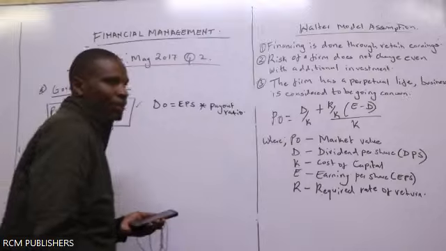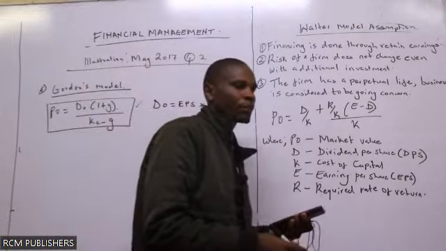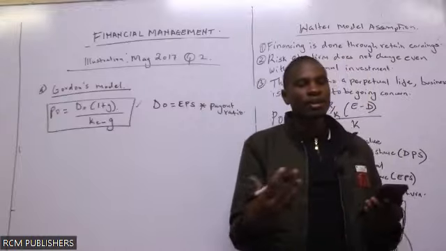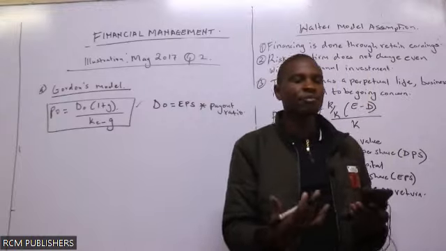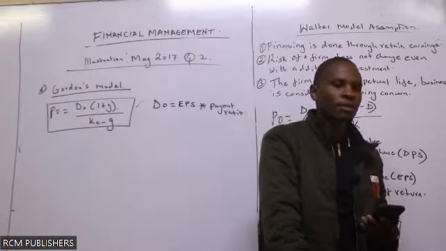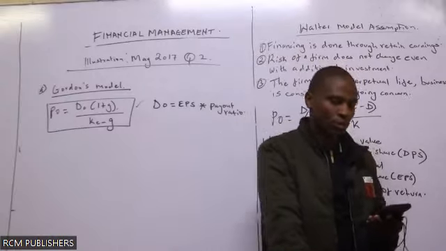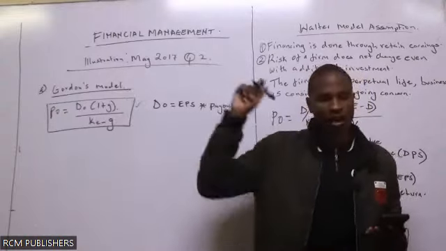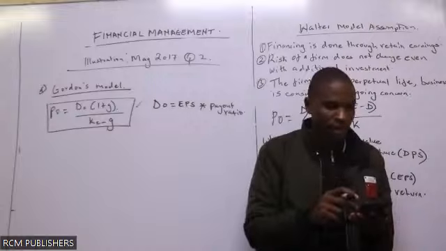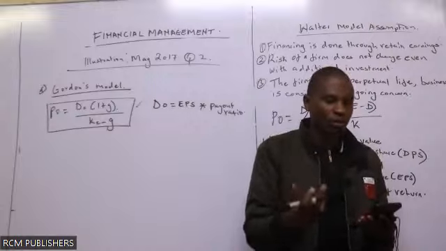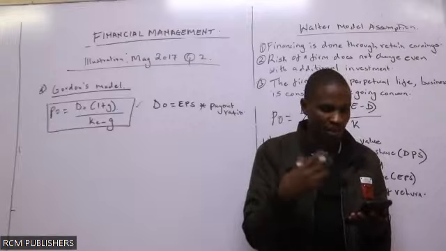Now, do I have the payout ratio? Can the information provided help me to get the payout ratio? I need D0 in my formula. I need it, and I don't have it.